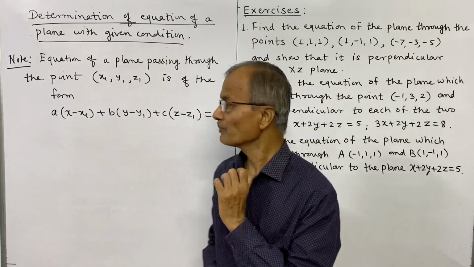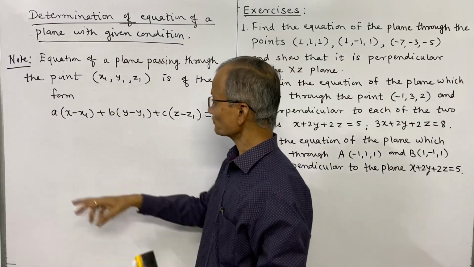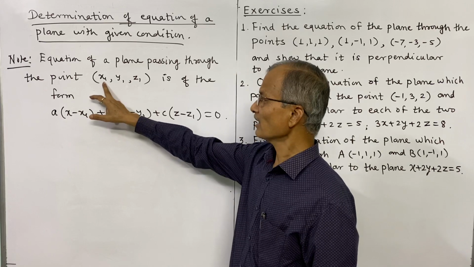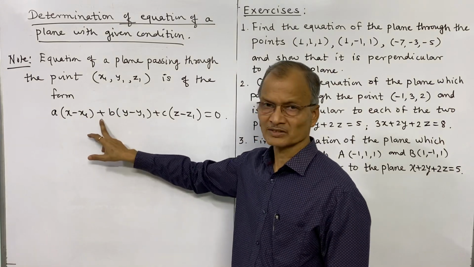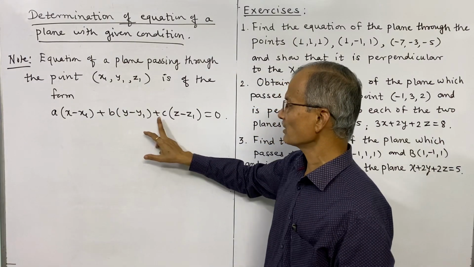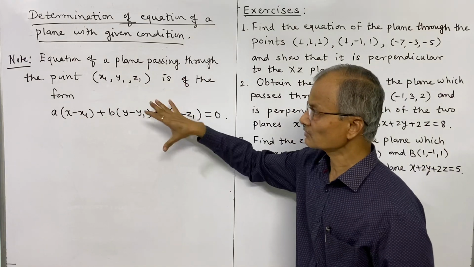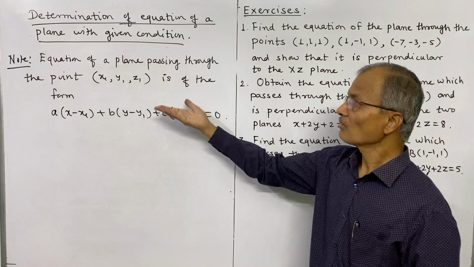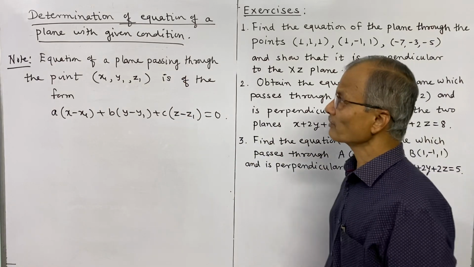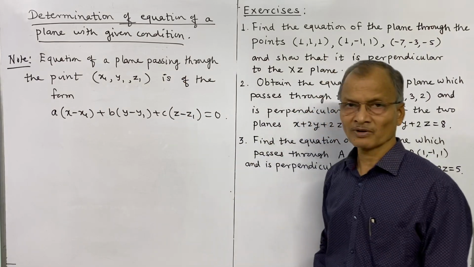It is easy to write. We write only a into bracket x minus x1 plus b into bracket y minus y1 and plus c into bracket z minus z1. So we shall first note this and then we will see how to determine equation of plane with given conditions.